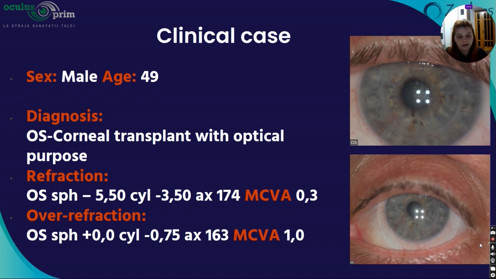Next patient, male, 49, diagnosed with corneal transplant with optical purpose in the left eye. In the first place, the refraction was minus 5.50 the sphere and minus 3.50 the cylinder, and the maximum visual acuity was 0.3. Over refraction, we got plus 0 the sphere and minus 0.75 the cylinder, and maximum visual acuity.